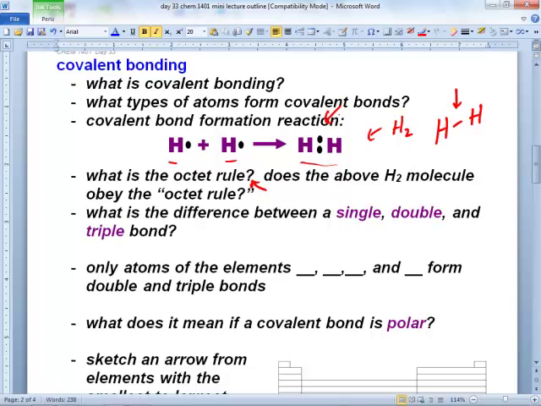And it's weird. These electrons are shared. Whose 2 are they? Well, they're shared with him and they're shared with him. They both have 2 electrons around them.